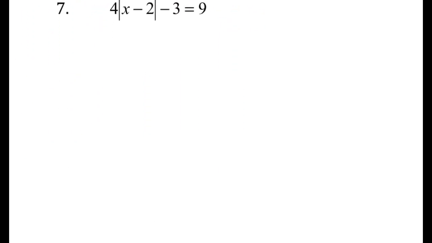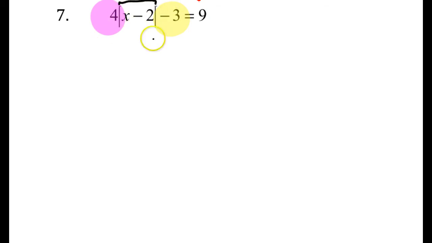All right, let's do a few more. We're on number 7. We have two values outside. We have a negative 3 outside, and we have a times 4 outside. So this negative 3 is minus 3. So I'm going to end up adding 3 to both sides, then dividing both sides by 4. Then I'm going to be able to break it up because I have to get rid of everything outside of the absolute value. So anything not inside here, I have to do first. So let's add 3 to both sides.